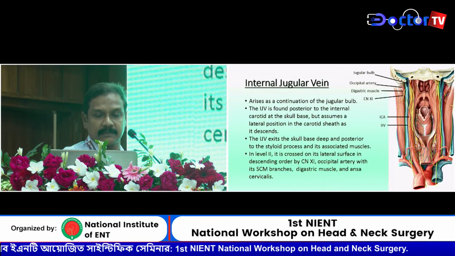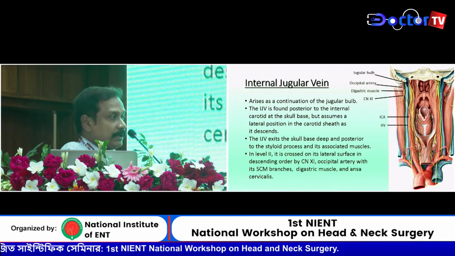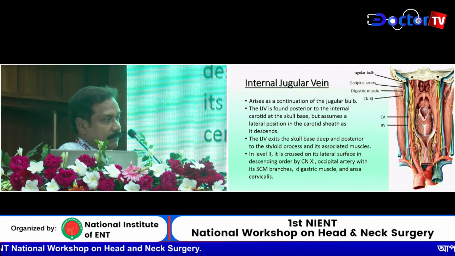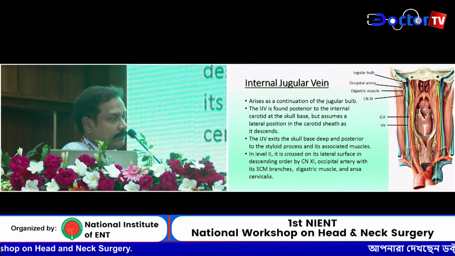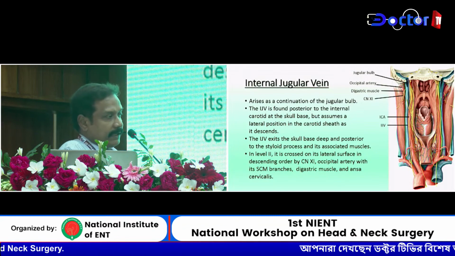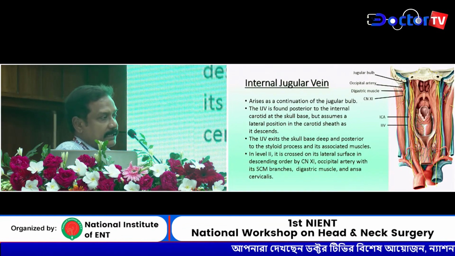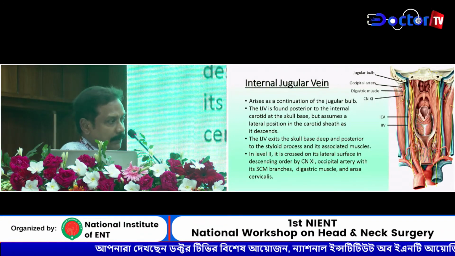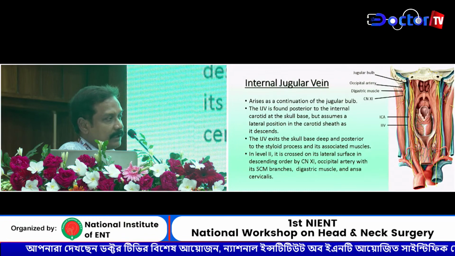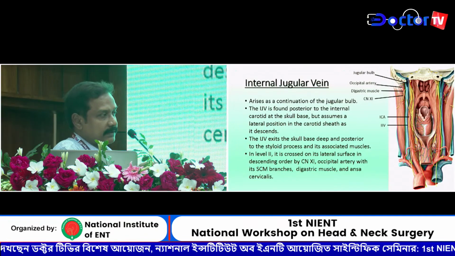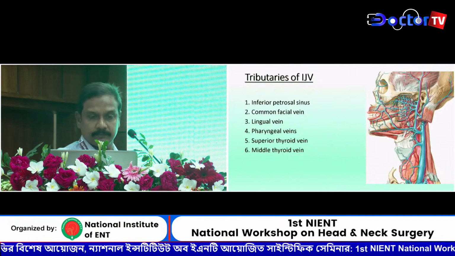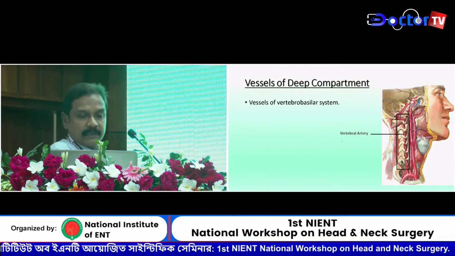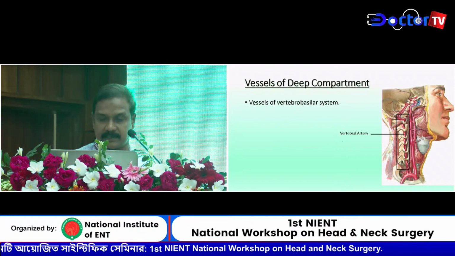The internal carotid has no branch, and the internal jugular vein is important. It is the continuation of the jugular bulb, and at level 2 it is crossed on its lateral surface, in descending order, by the accessory nerve, spinal accessory nerve, occipital artery, and digastric muscle. These are the tributaries of the internal jugular vein, and the vessels of the deep compartment are the vessels of the vertebrovascular system.